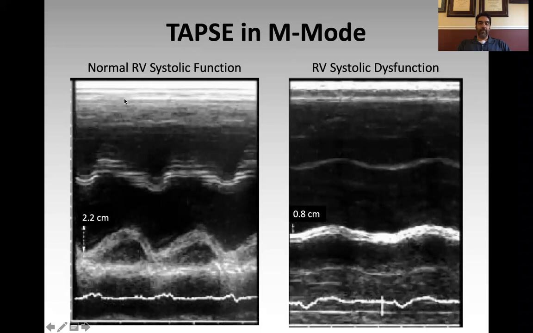So here is the LV apex, the LV chamber, the septum, the RV chamber, and your tricuspid annulus. And you can see that over time, on the x-axis, that tricuspid annulus is moving up and down. If you put a caliper from here to here, it will give you the vertical distance, that is to say how much motion there is over time. Okay? So this is what normal looks like. This is what RV dysfunction looks like. TAPSE of 2.2, TAPSE of 0.8.